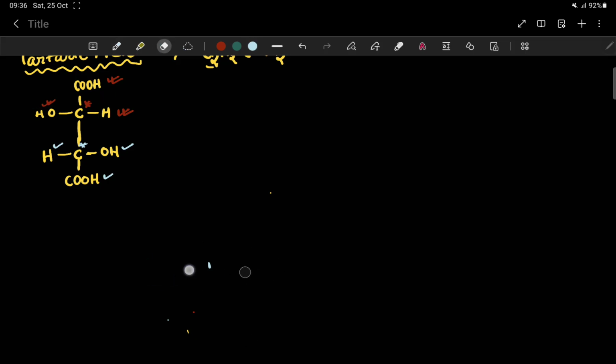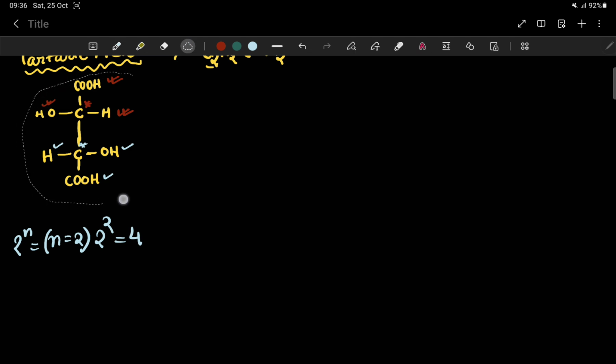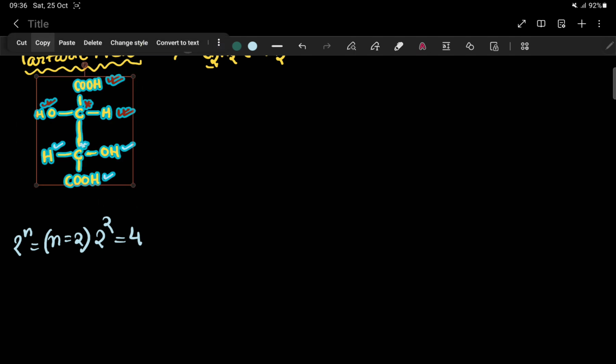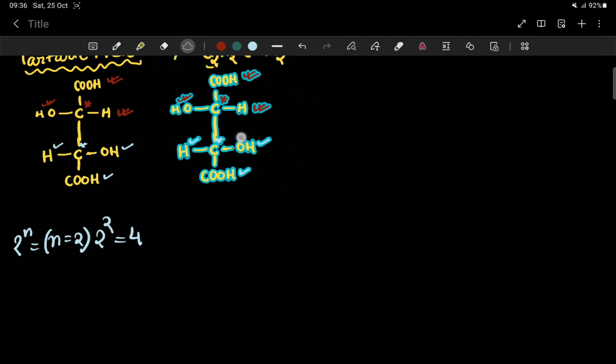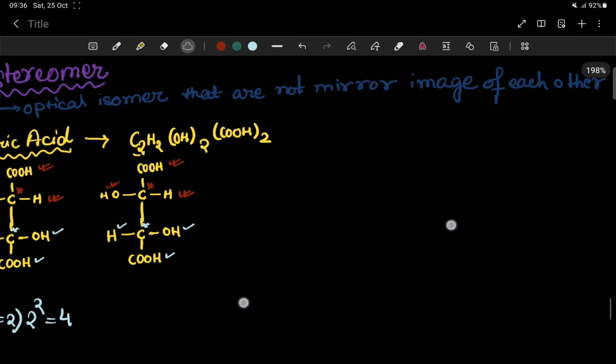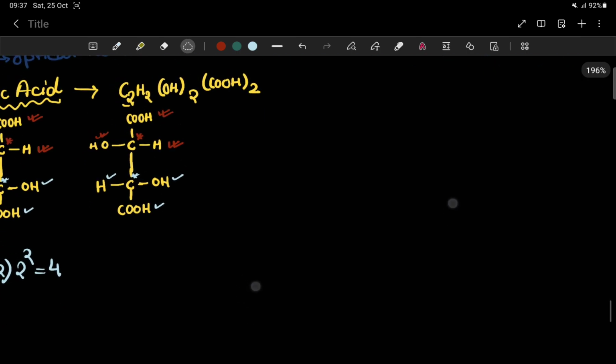So you can see, this is our tartaric acid complete formula. What can you deduce from here? You can deduce that 2 to the power n, here n is equal to 2. That means you are going to get 2 to the power 2, that means 4 formulas. So how will you make these 4 formulas? I will do nothing, this time I am going to use a simple thing: copy, paste. Fine. What you need to change, I will show it to you.